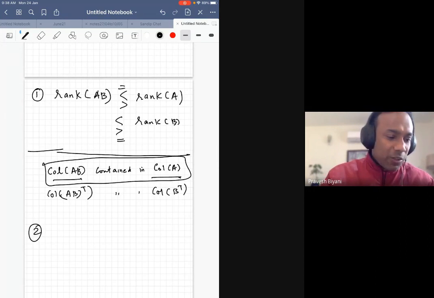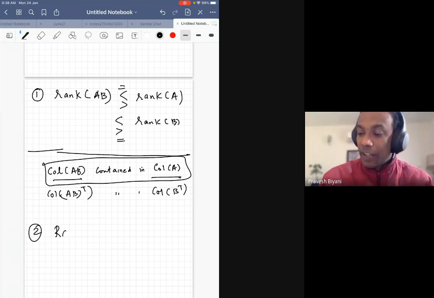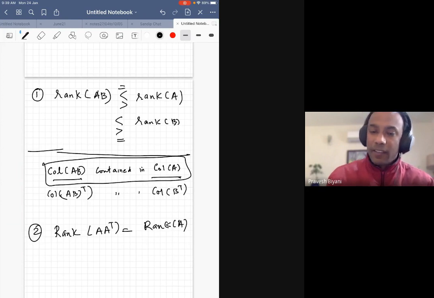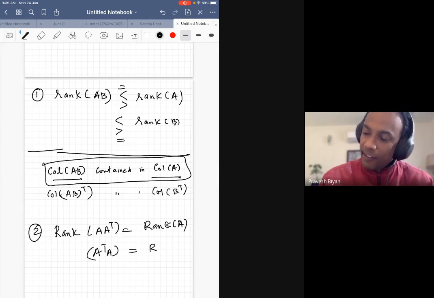The second question that I don't want you to answer right now, which will actually be very useful, is this. The rank of A transpose is actually equal to, not less than or equal to, the rank of A. And similarly, the rank of A transpose A is again equal to the rank of A. By the way, the rank of A and the rank of A transpose are the same, right? You guys agree to that?